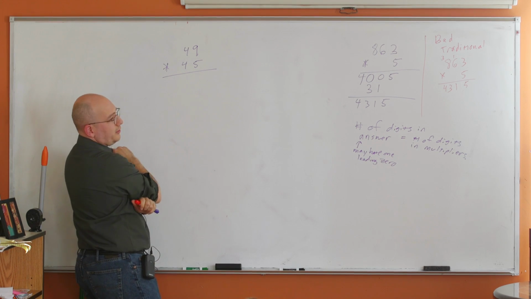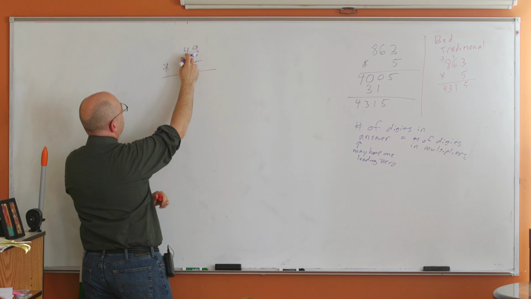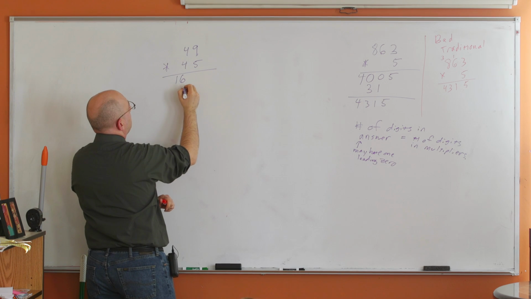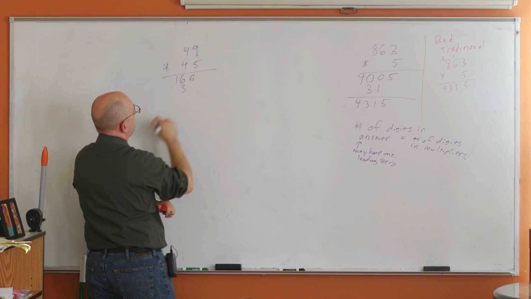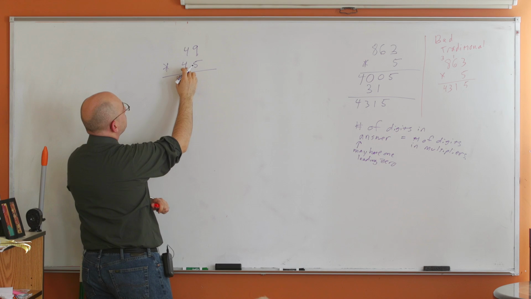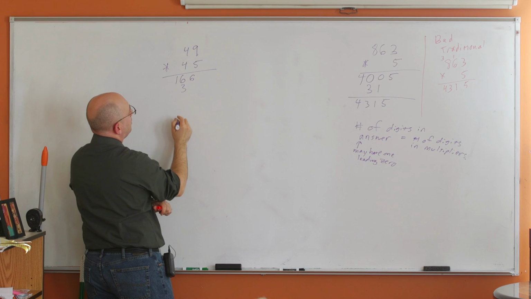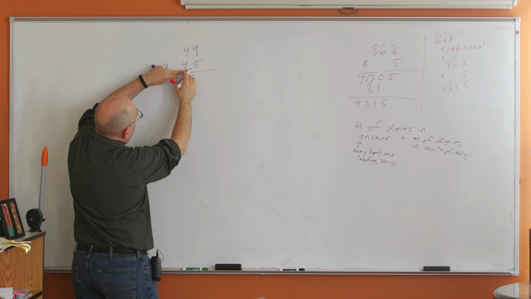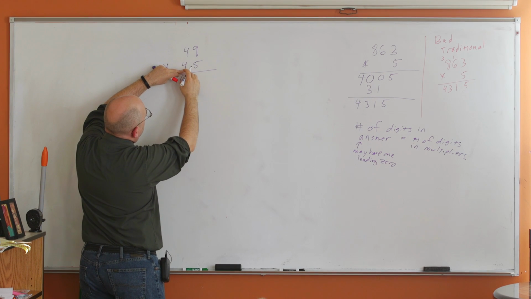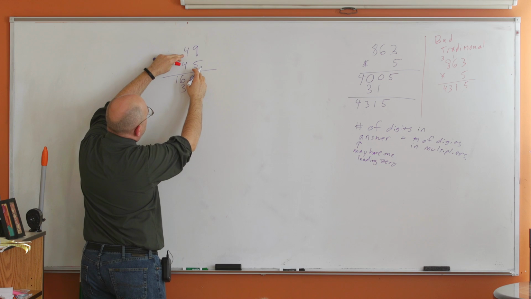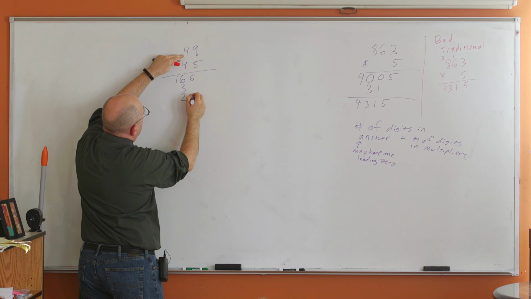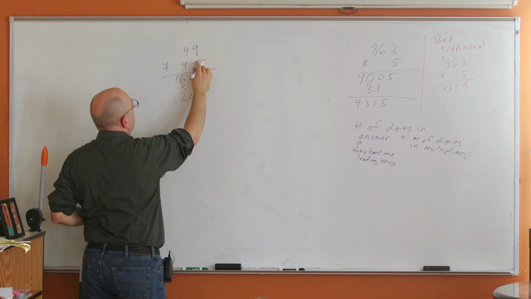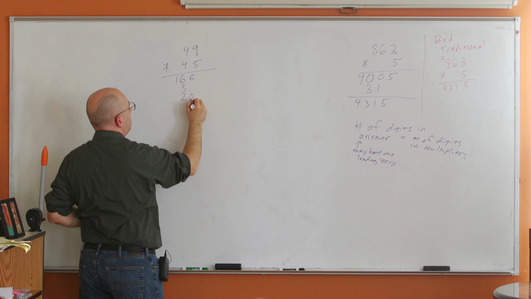All right, so again, I start on the left. 4 times 4 is 16. 4 times 9 is 36. I stop. And now 5 times 4 is 20. So for this one, I'm one place to the right, so I'm going to put that leading digit here, one to the right. So 5 times 4 is 20, and then 5 times 9 is 45.